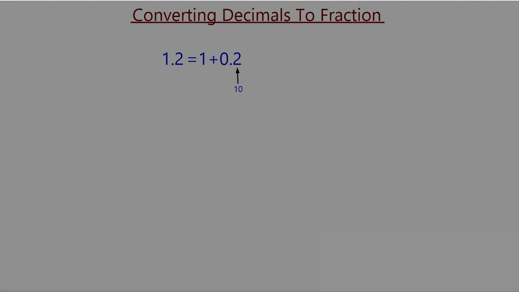We can now write back the whole number, which is 1 plus 2 over 10. Let's now write back the decimal along with the fraction with the plus sign removed. So as you can see now, 1.2 is the same as 1 and 2 over 10.